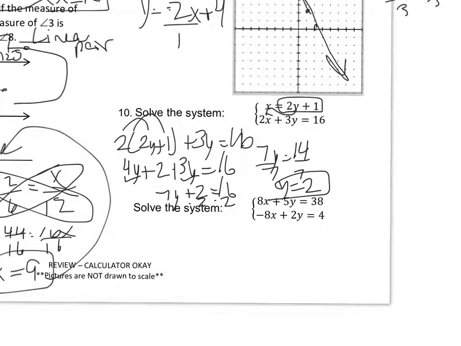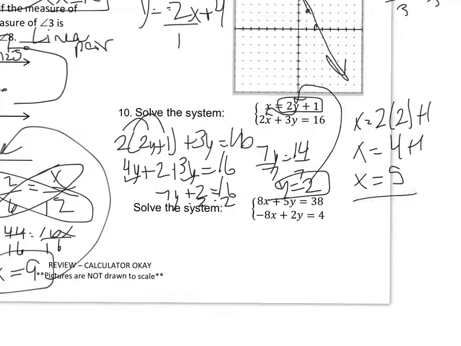Well, that's good to know, but we need both an x and a y. So I'm going to take this y value and plug it into that first equation. For me, it looks a little easier. x equals 2 times the y value we just found, which was 2, plus 1. So x equals 4 plus 1. So x equals 5. So now my final answer is a coordinate, which is (5, 2).